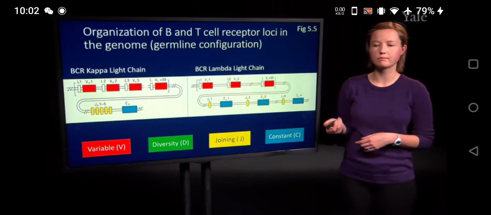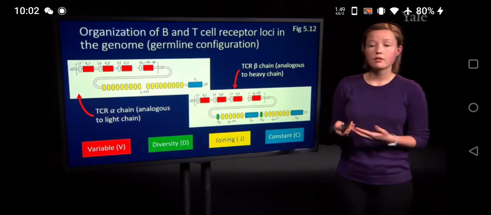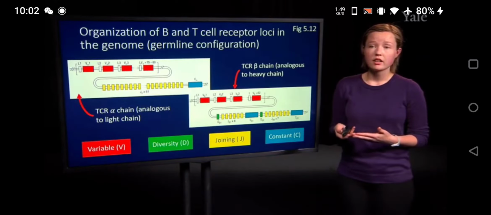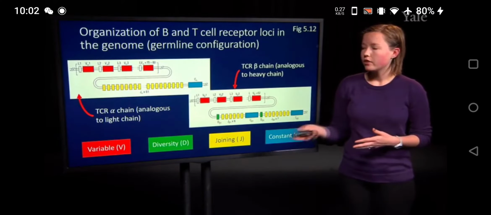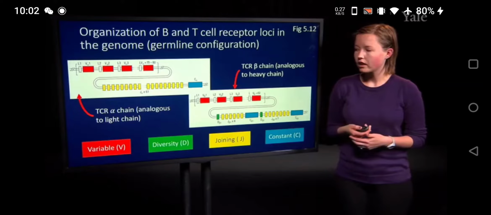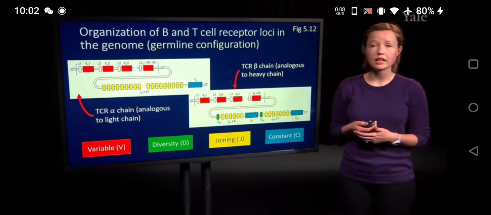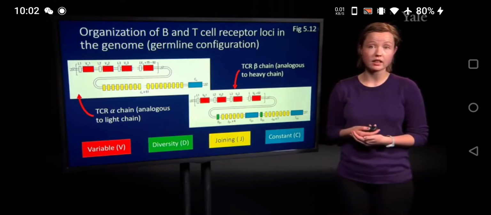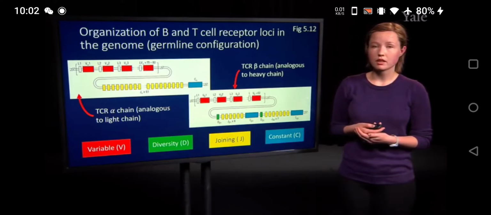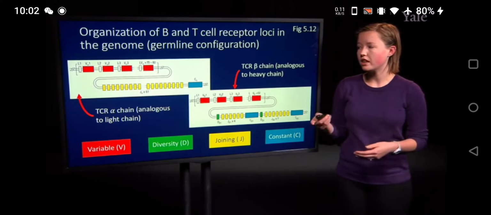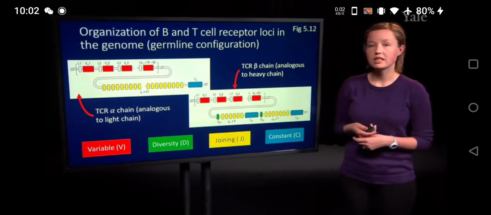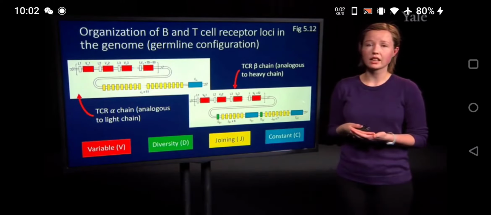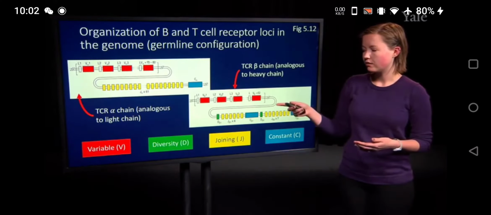And if we look at the organization in T cell receptors, it's remarkably similar. So over here, we have our TCR alpha, which is analogous to the light chain, the kappa and lambda, in the B cell receptor. These consist of both V and J segments. And then over here, we have our TCR beta, which is analogous to the B cell receptor heavy chain. So it contains V, D, and J segments.